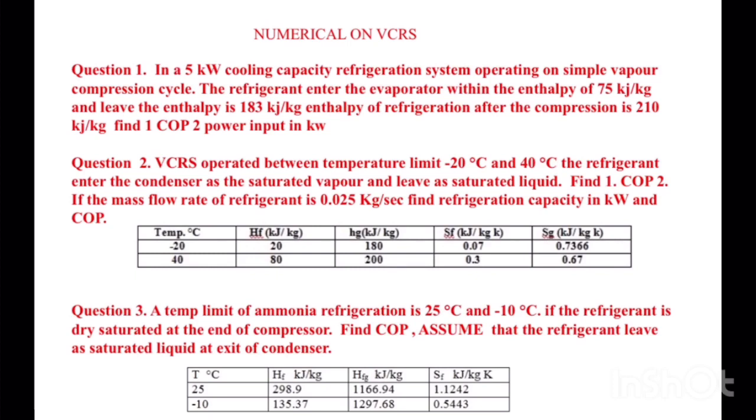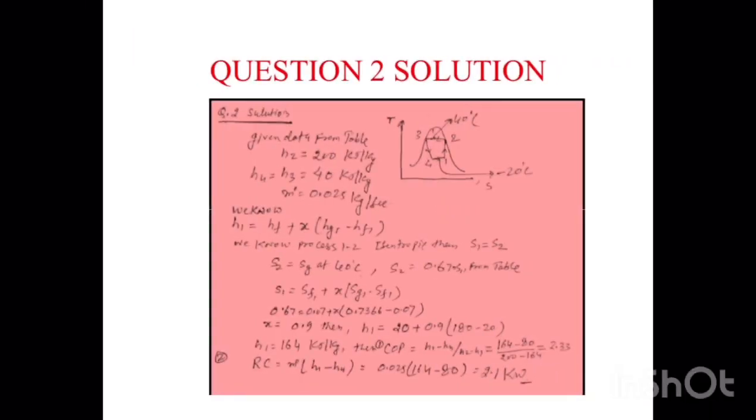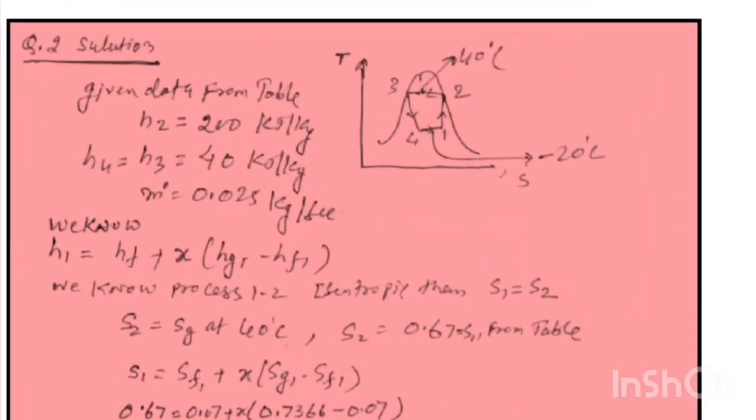The temperature limits here are -20 degree and 40 degree, and the refrigerant enters the condenser as a saturated vapor and leaves as a saturated liquid. So here the condition is given that the refrigerant should reach the condenser as saturated vapor and leave also as saturated liquid. Okay. So according to that we need to draw the diagram like here. Between 2 and 3 there is the condenser, so at the inlet it should be saturated vapor, and at the outlet it should be saturated liquid. Okay. So this should be the diagram for this numerical.